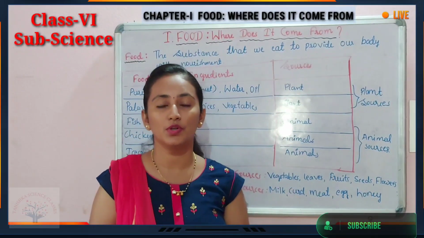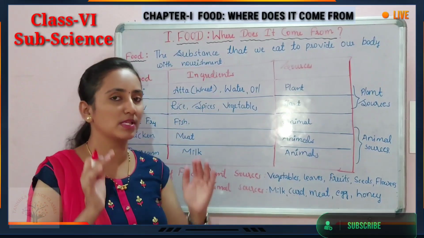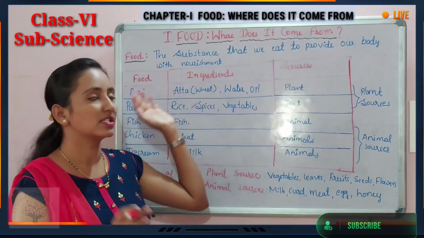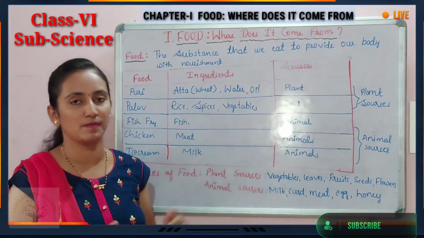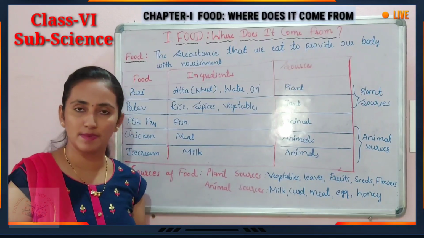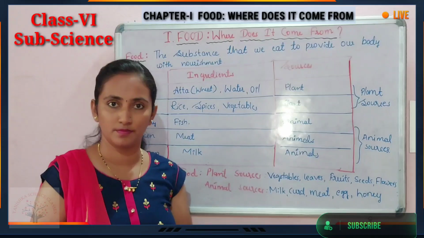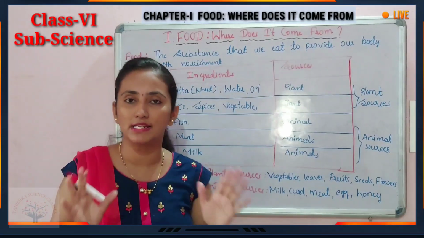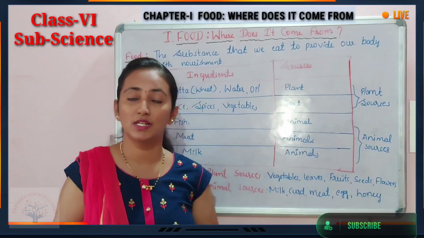Just to remember, what is food? Food is a substance that we eat to provide our body with nourishment. Our body needs nourishment, and that nourishment we get from food. So we need to eat a balanced diet. What is a balanced diet? It is a mixture of all the nutrients. So what are the nutrients?